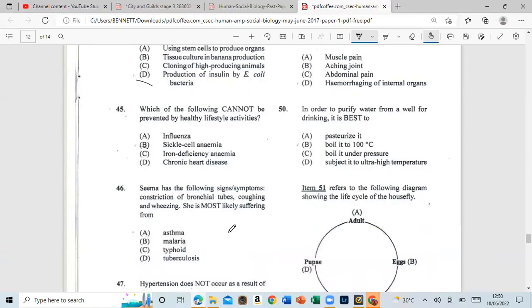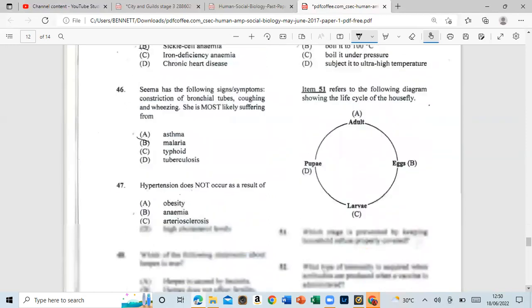The patient has the following signs and symptoms: constriction of the bronchial tubes, coughing and wheezing. She is most likely suffering from asthma, malaria, typhoid, or tuberculosis? So, asthma. I hate when people have asthma. Hush, guys, if you have asthma.